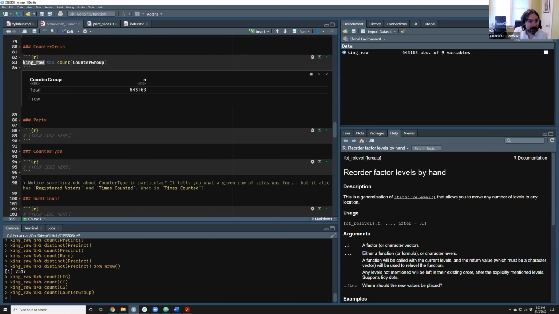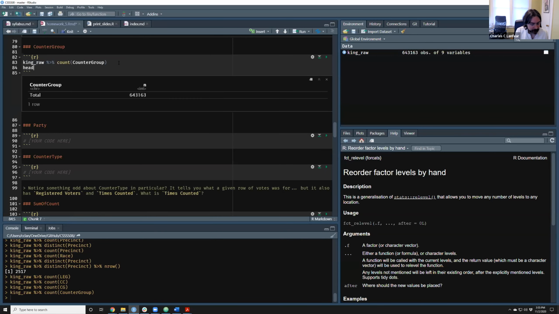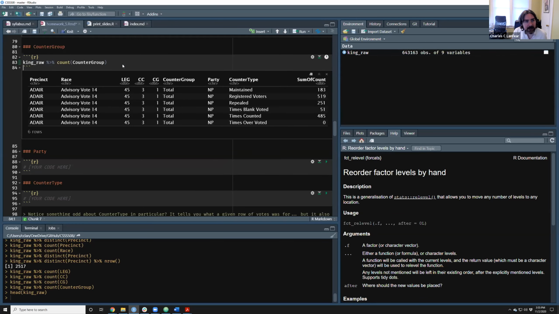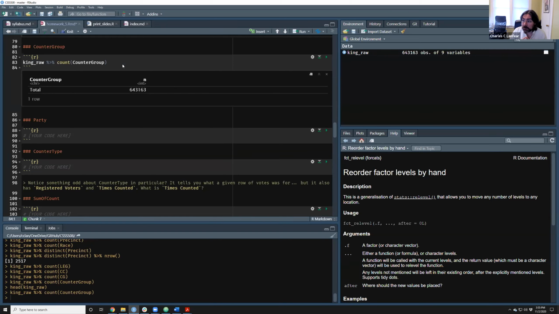So if I look at King Raw here and I say head King Raw, counter group is always total all the way down. Okay, this is the kind of thing you get also in administrative data. Theoretically, probably at some point before extracting this data set, this counter group had some other values in it that weren't released and provided. But in this example, every row has the exact same value.